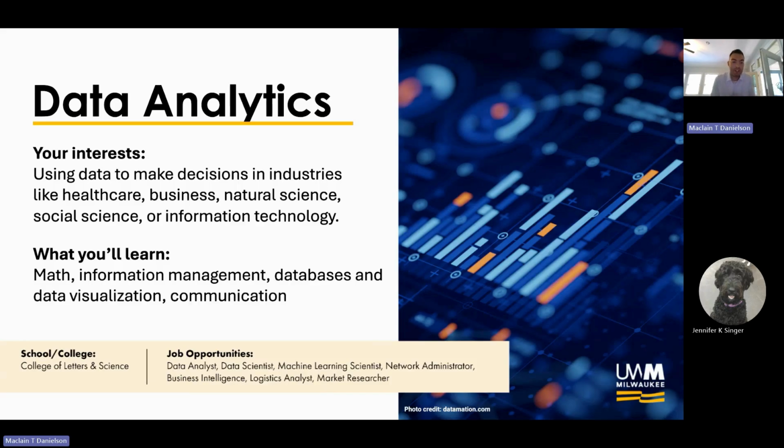Job opportunities for this include data analyst, data scientist, machine learning scientist, network administrator, business intelligence. And you can see also on the bottom left that this actually falls under the College of Letters and Sciences. So again, perhaps something that a student who has little knowledge of what different types of IT degrees are available might not even know this is an option, considering that it is in letters and science as opposed to information science or engineering. So again, making students aware of this, and especially if they show interests in analyzation, this could be a very, very popular point of interest major for them.